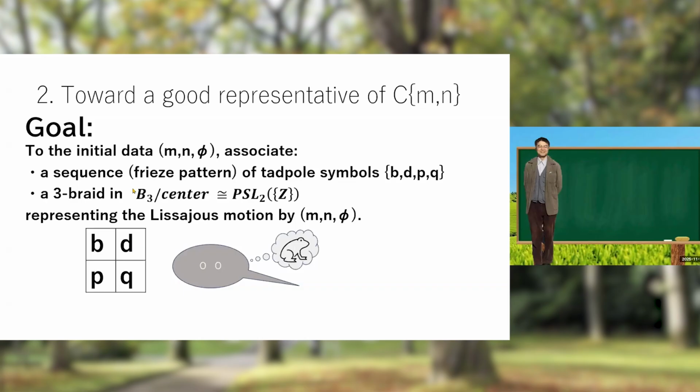And then after establishing the symbolic algorithm for producing Frieze patterns, we can also define a three-braid in the three-braid group modulo center. This is, in fact, PSL2Z, two by two matrices modulo signs.